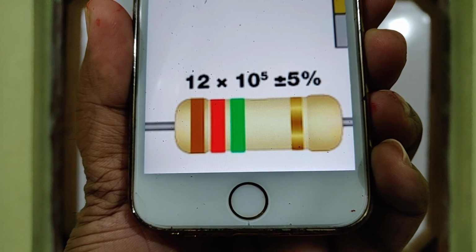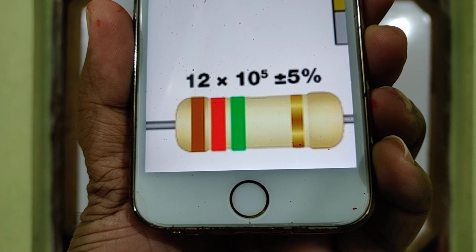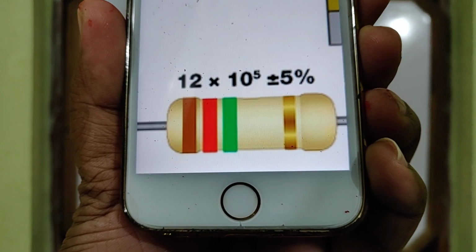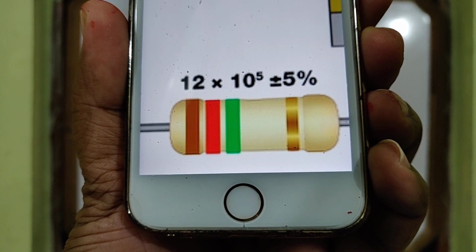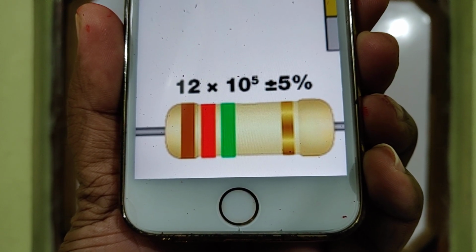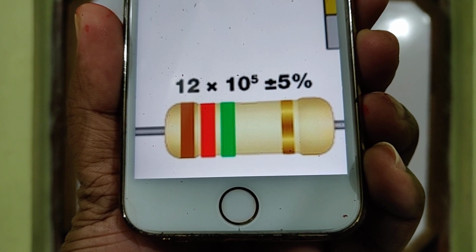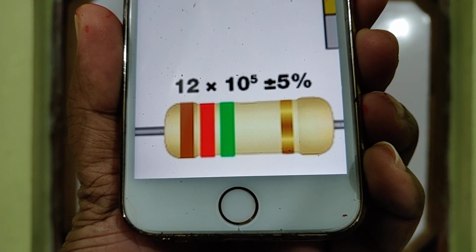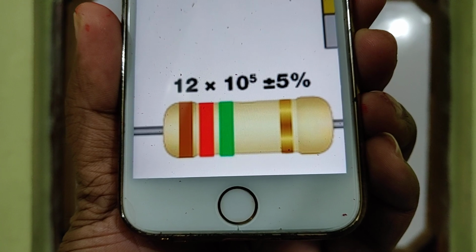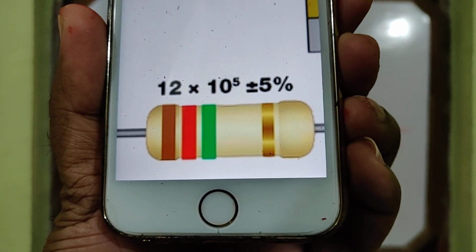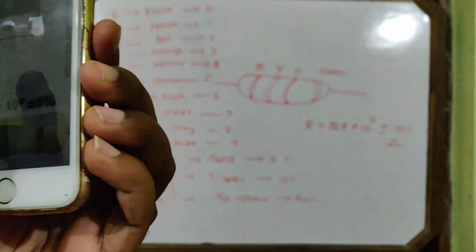Okay, the third color, the code is 5. Third color is green. So 10 to the power 5. See, first brown 1, red 2. Then the third color will be 10 to the power. The tolerance is gold. Gold means plus or minus 5%. Okay, so this is the resistor.